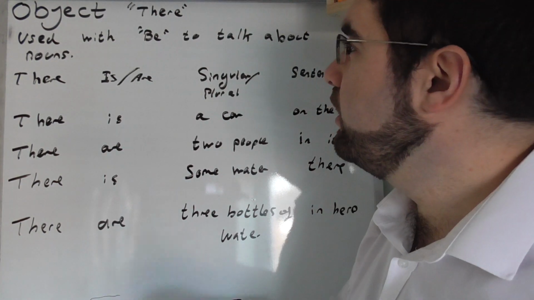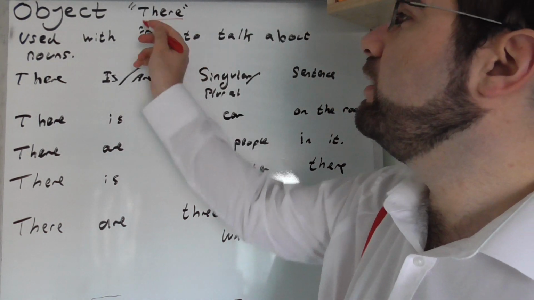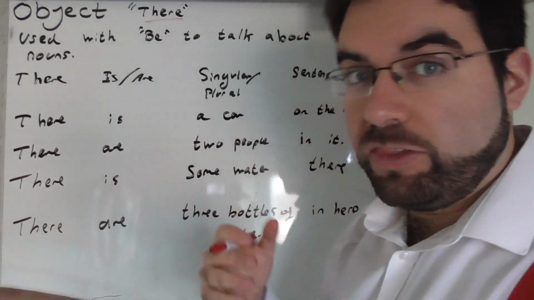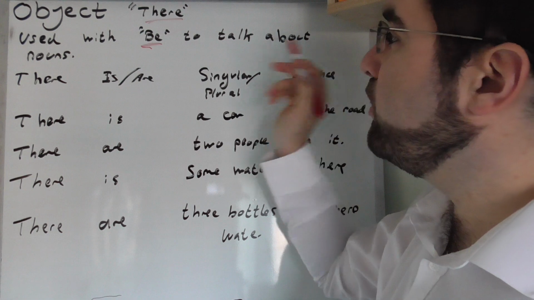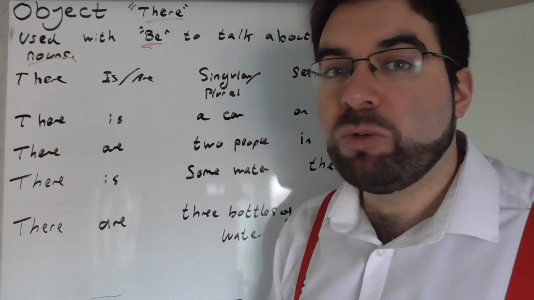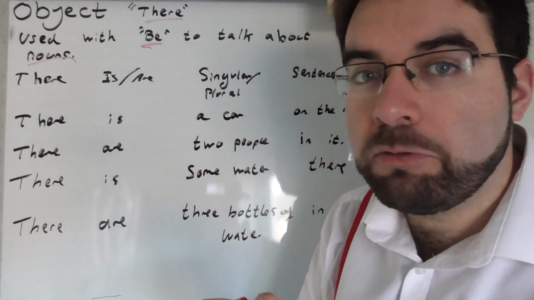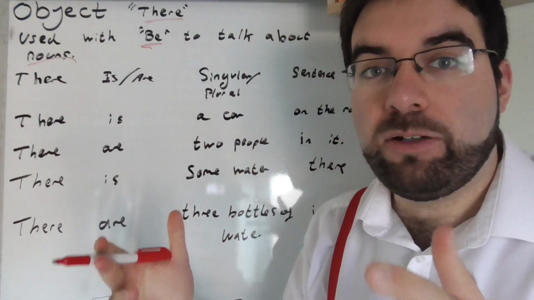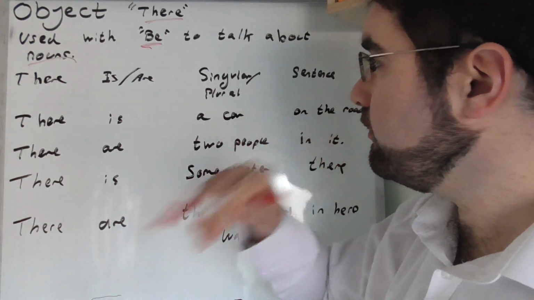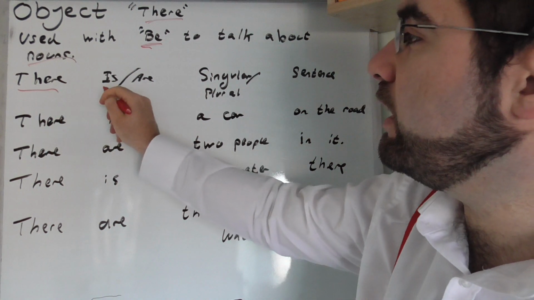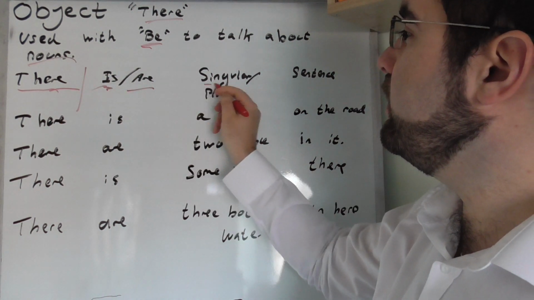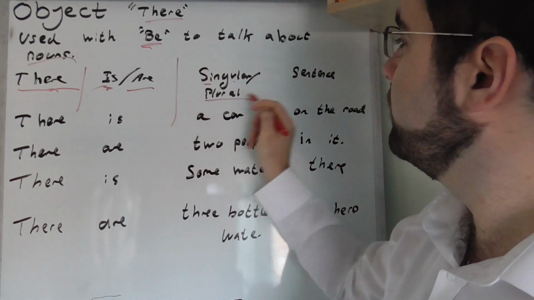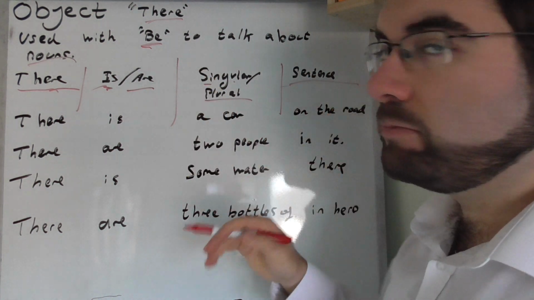Okay, so let's talk about "there" with objects. "There" can be used with the be verb to talk about nouns, whether they're singular, plural, countable or uncountable. So we have "there is" or "there are," singular or plural, and then the rest of the sentence.